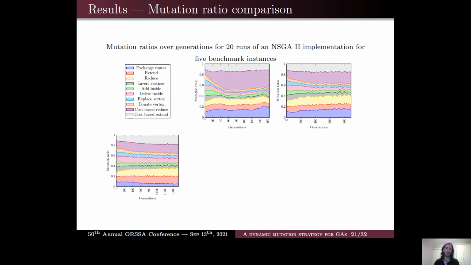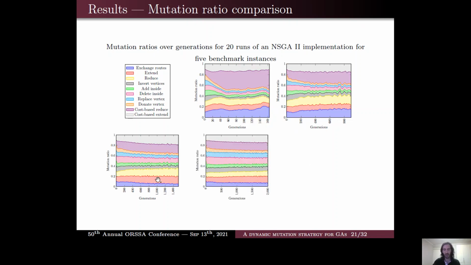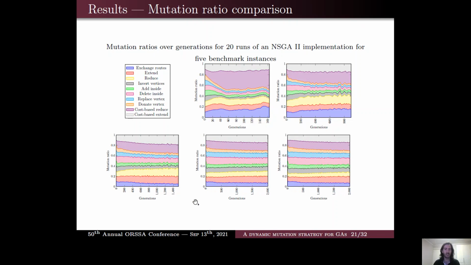Here we have Mumford 1, Mumford 2 and 3, and we can see a similar pattern being followed, but here on the 1 instance we have yellow, red and blue doing a bit better, and here the ratios do seem to change a little bit over time.